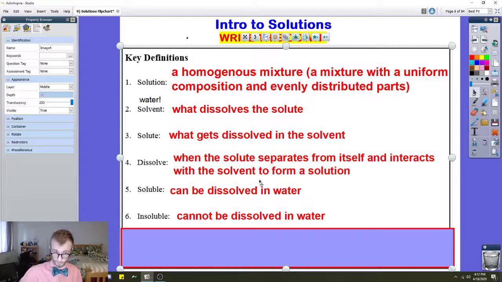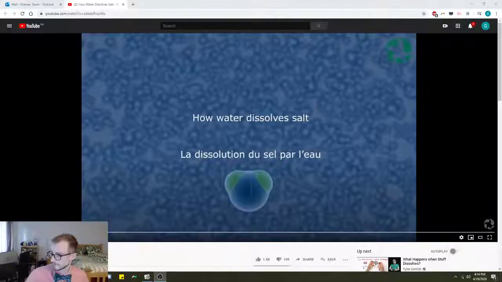And you've seen this before. Then these two words here kind of go hand in hand. Anything that's soluble can be dissolved in water, or in a solvent. We're talking about water most of the time. And if it's insoluble, then it can't be dissolved in water. So if it is soluble, it can dissolve in our solvent to form a solution. So that's how those words sort of play together. Okay, so next we're going to watch a video that shows this dissolving process.